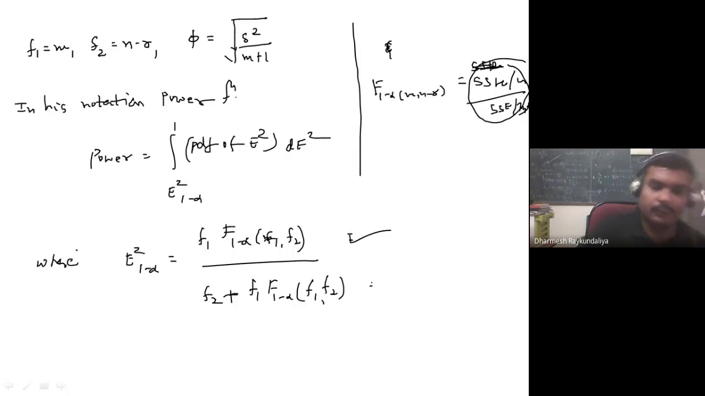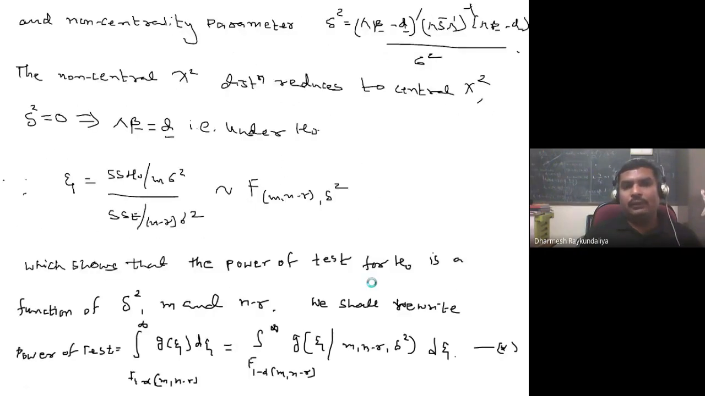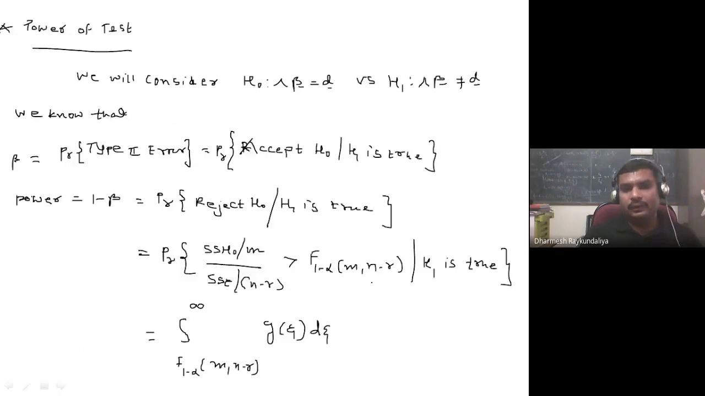So this is all about the power of test. In short, power of test is nothing but the probability of rejecting H naught when H1 is true. We have used the reject H naught criteria in the test procedure: when we reject H naught, we say that (SS H naught upon m) divided by (SSE upon n minus r) is greater than F 1 minus alpha, m, n minus r. But that is under H naught.